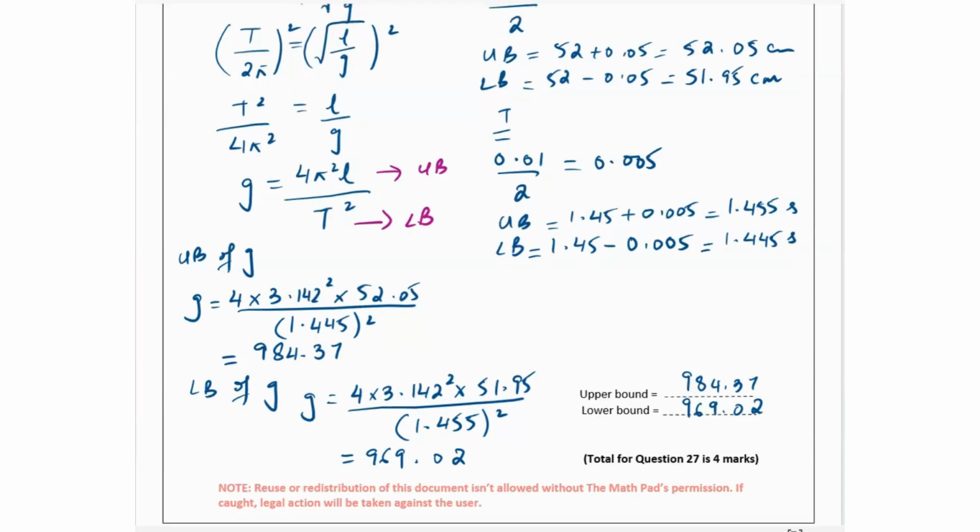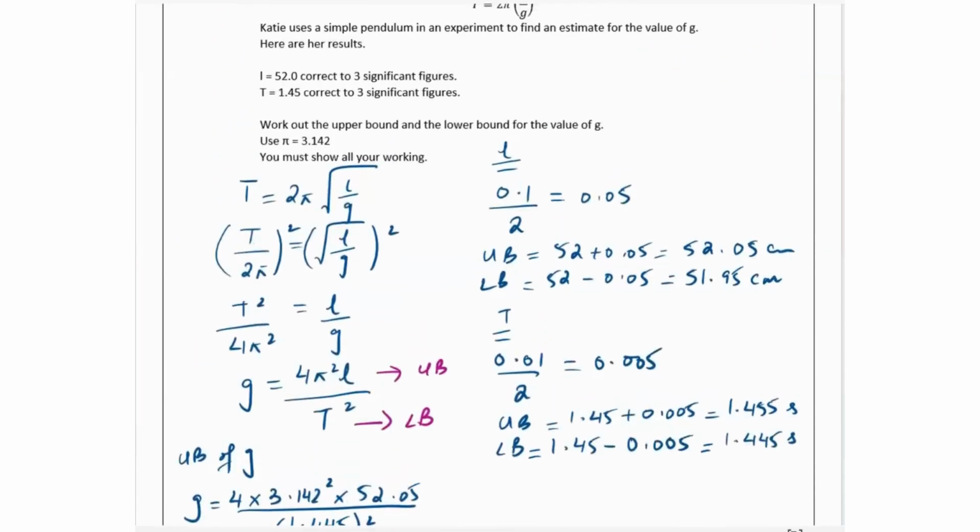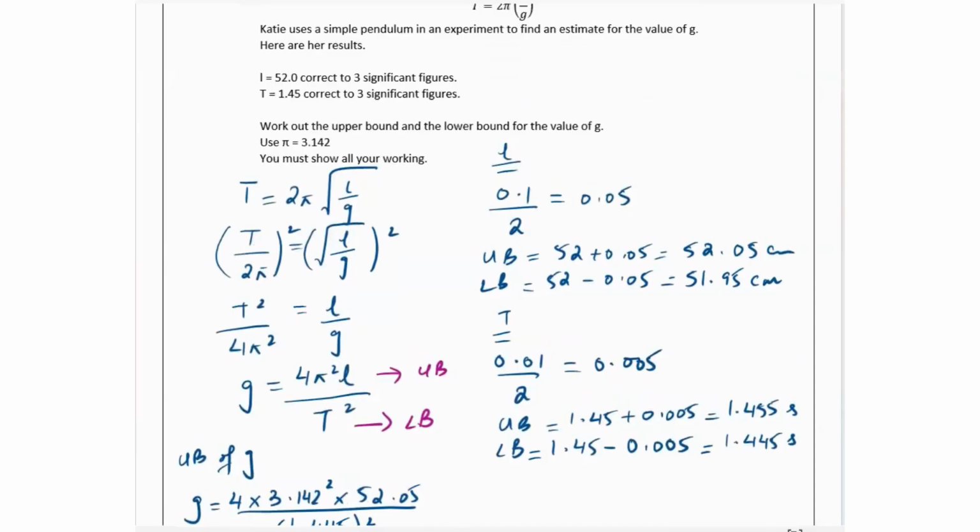In case it was saying that it's correct to some decimal places or to the nearest meter. So if it was correct to two decimal places, let's say, then you would do 0.01 divided by 2 and then add and subtract that value for the upper and lower bound. And for nearest meter, you would just divide 1 by 2. So 0.5 would be added and subtracted to the value given for the variable that we're finding the upper bound and lower bound for.